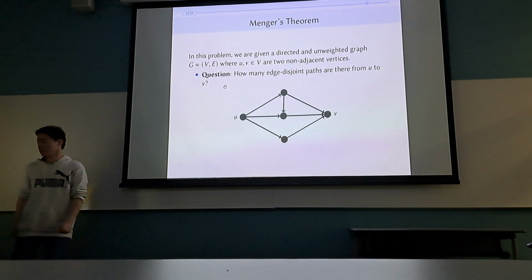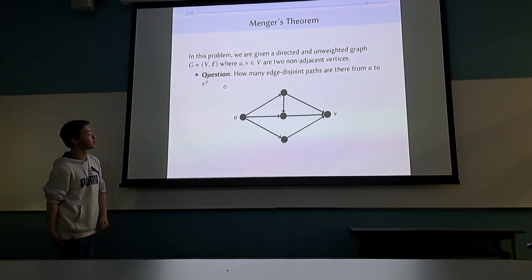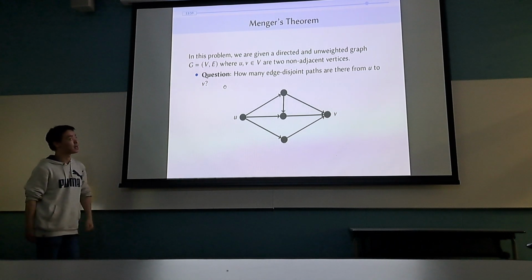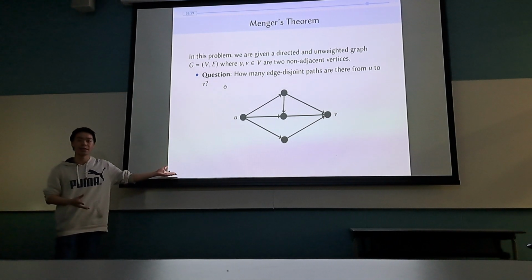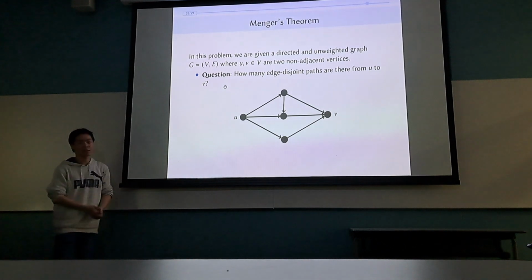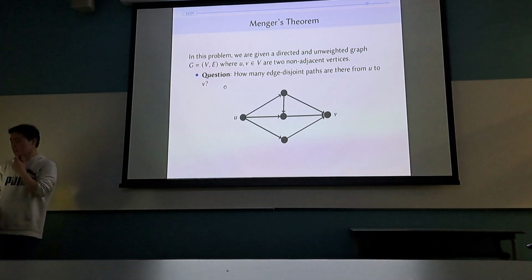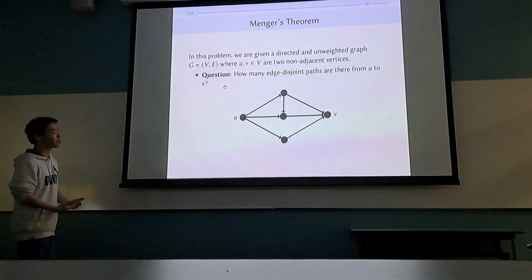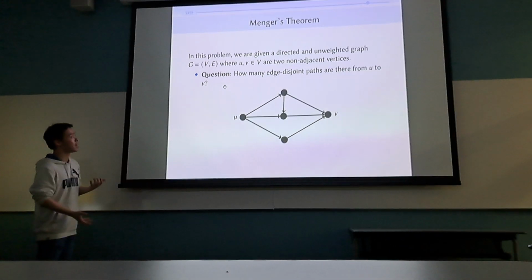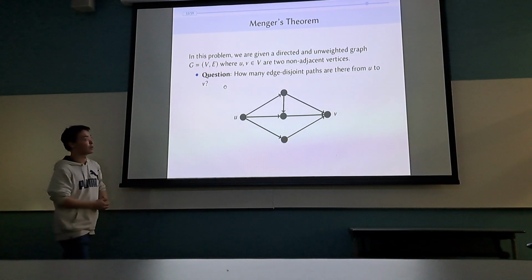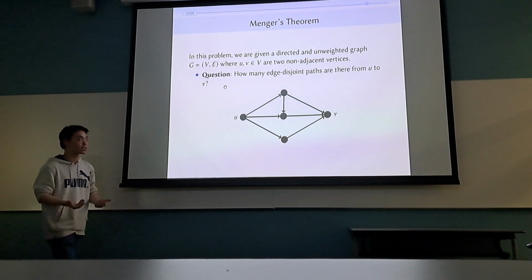Cool. And we're going to look at the last theorem. So this theorem is a little bit easier because we sort of already have a graph to begin with. So in this problem, we are given a directed graph, not necessarily weighted, and we have two vertices in V, and these two are going to be non-adjacent.